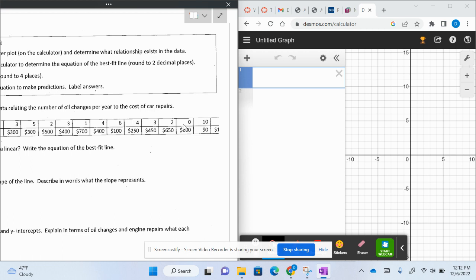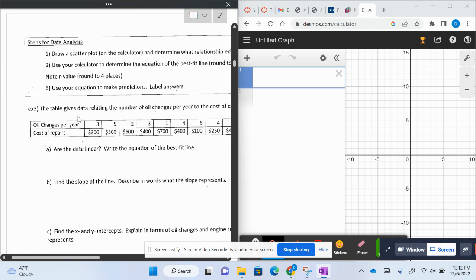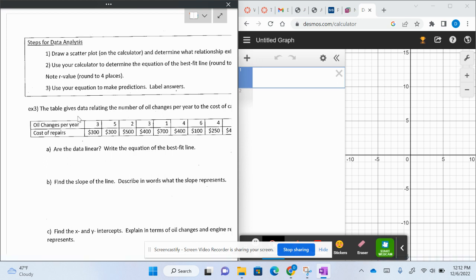Okay. So we are going to do example number 3 together. I wrote directions on this side of your notes. If you open your notes up like a book, the directions here tell you what we're doing, but I'm going to walk you through it. Every partner has Desmos opened up, right?